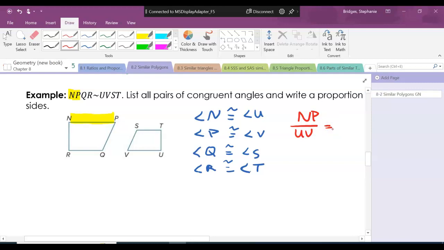Now, pick a different side in the first picture. RQ, okay. And that's going to be in the same place as what two letters? RQ are the last two. What are the last two in the other one? Yep, TS, ST, either way. It's talking about the same segment. And we're just writing proportions. And we will actually use them to find side lengths later. But we need to get in the habit of how to write these proportions based off of my similarity statements. Anybody have any questions?